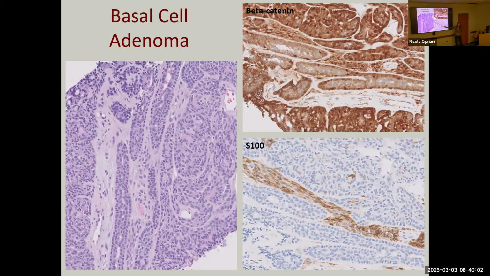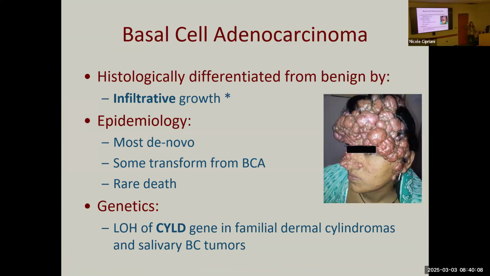But this is the signature of basal cell adenoma and can be really helpful, especially on core biopsy. There's your turban tumor of cylindroma. Why I put this here is because mostly basal cell adenocarcinomas do not have beta-catenin. They have the cylindroma gene, okay?